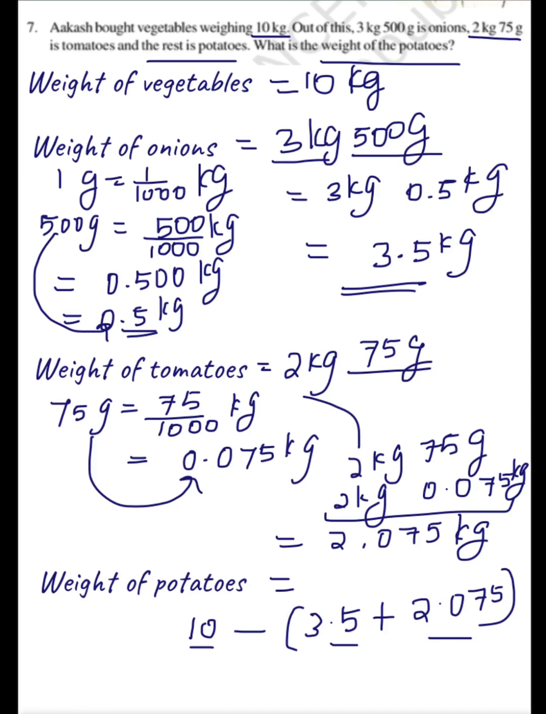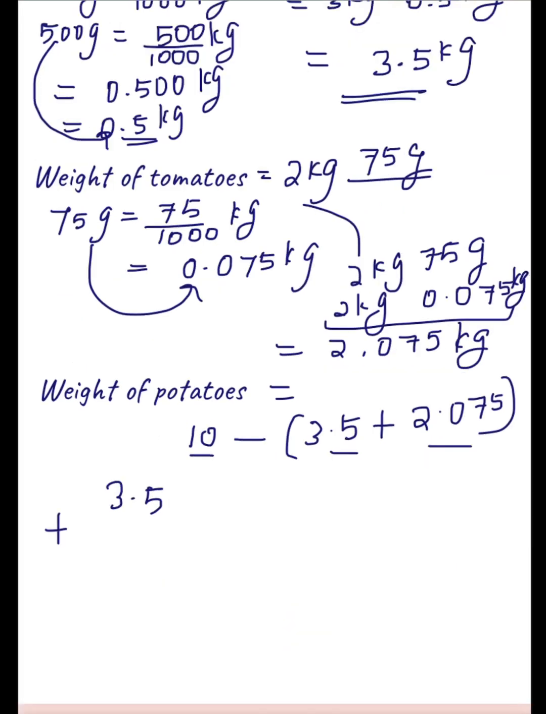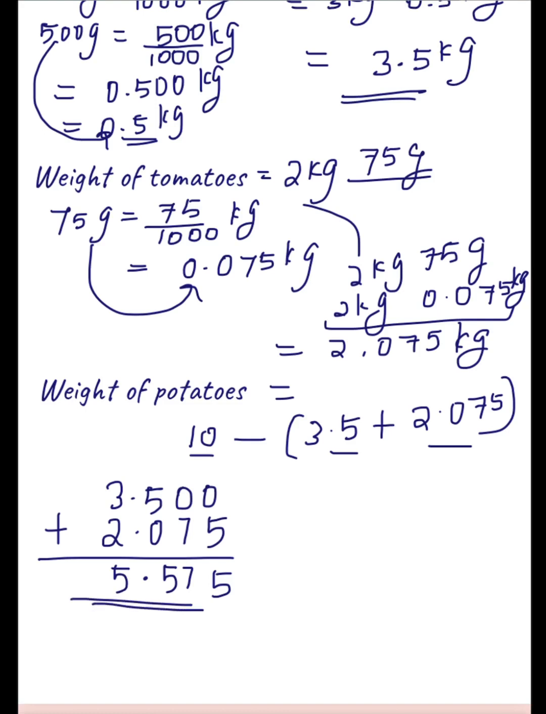So first let's add 3.5 and 2.075. So 3.5, let's write it, and the next number is 2.075. Before adding, you can put zeros here. So now what is 0 plus 5? It's 5. What is 0 plus 7? It's 7. 5 plus 0, 5. Point. 3 plus 2, 5. So you got the weight of tomatoes and onions together as 5.575.